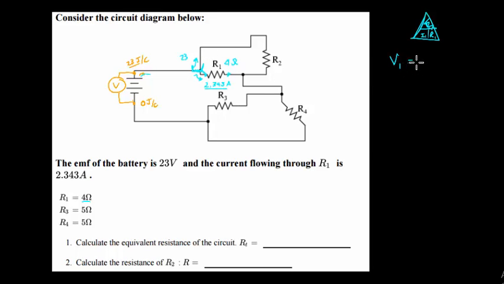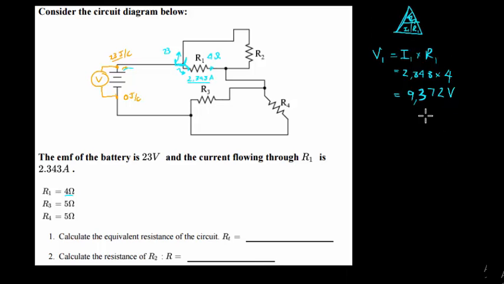So voltage is I1 times R1. Voltage, I apologize, not velocity. So the current in here is 2.343 times the resistance, which is 4. If you multiply that, you get 9.372, sorry. Now why did I do that, or how is this going to help me?